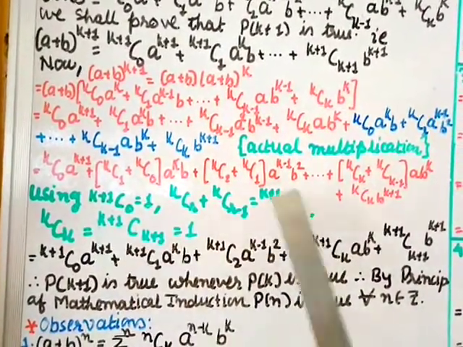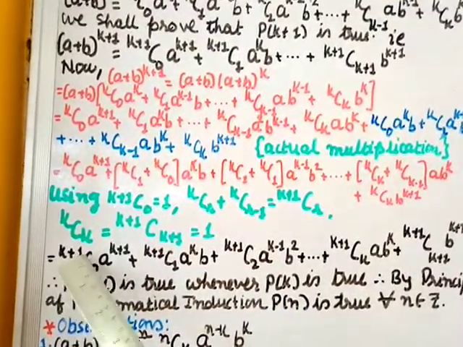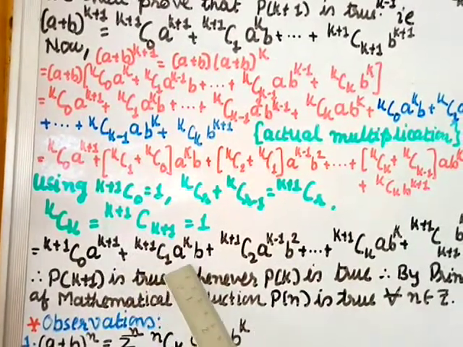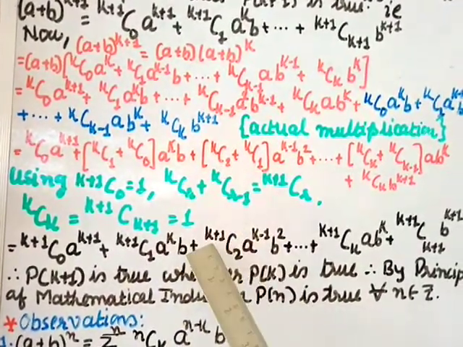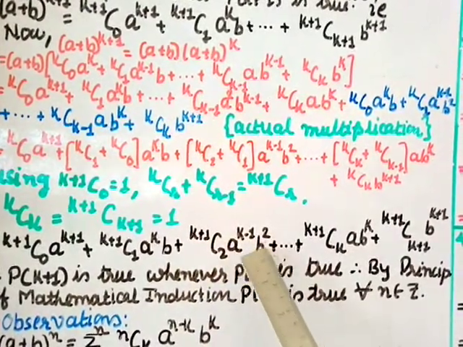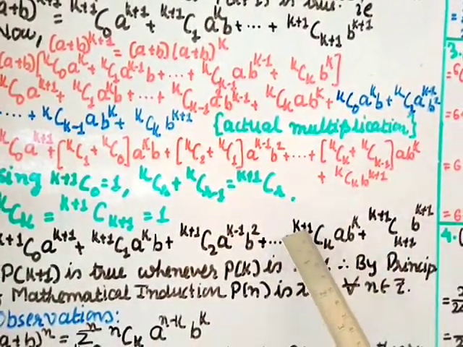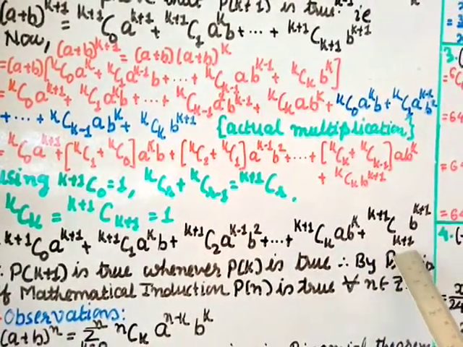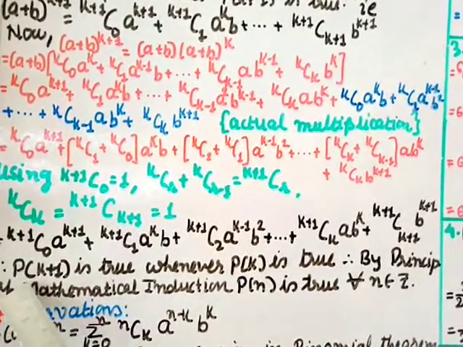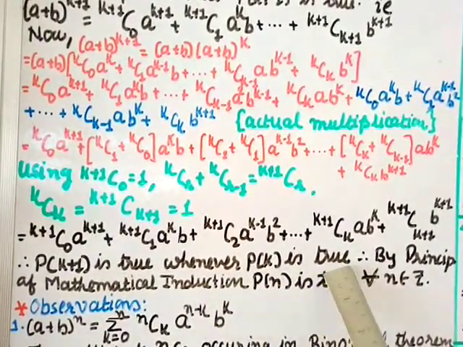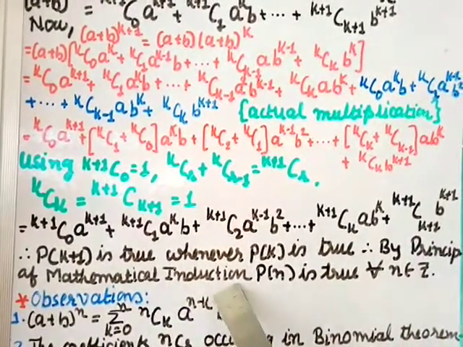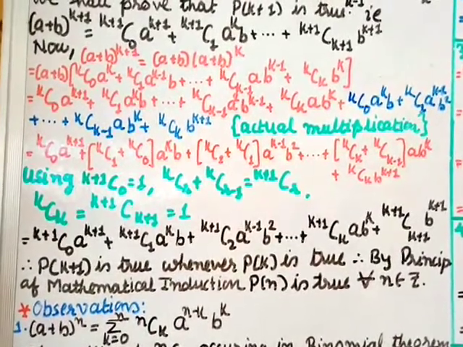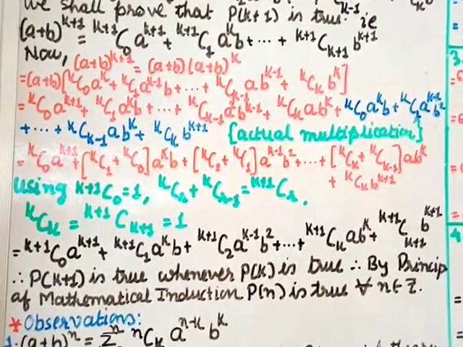Now using these identities I'll rewrite this as k plus 1 c 0 a power k plus 1, plus this bracket term is k plus 1 c1 a power k into b, plus this one k plus 1 c2 a power k minus 1 into b square, plus up to plus this one is k plus 1 ck a into b power k, plus this last term is k plus 1 c k plus 1 b power k plus 1. That means Pk plus 1 is true whenever Pk is true. Therefore, by the principle of mathematical induction, Pn is true for every positive integer n. So that is the proof of the binomial theorem.